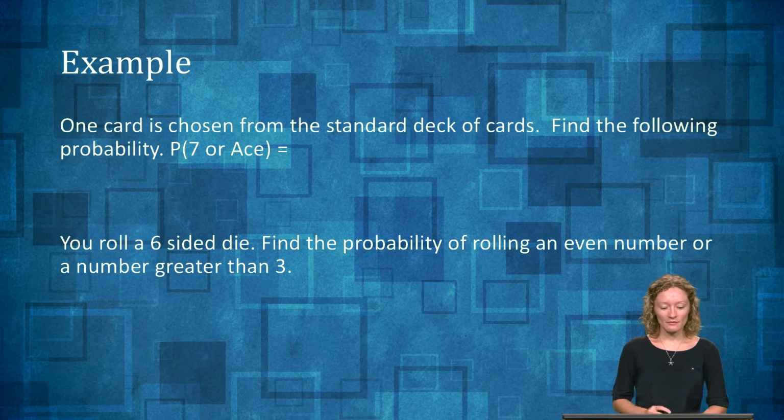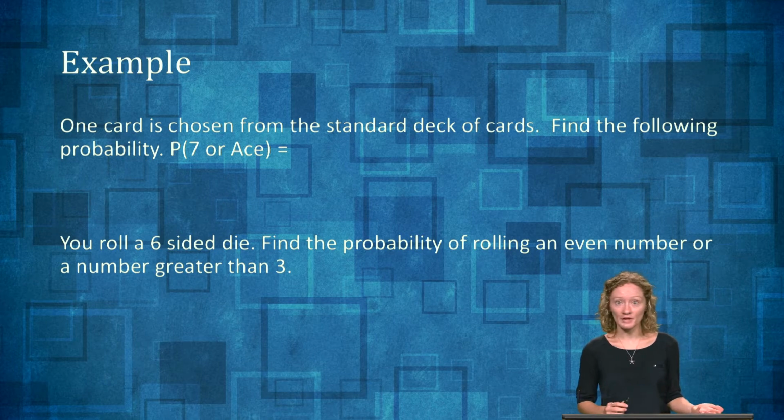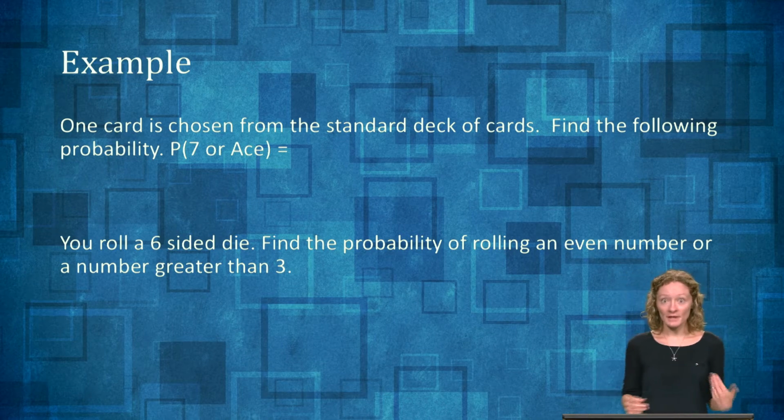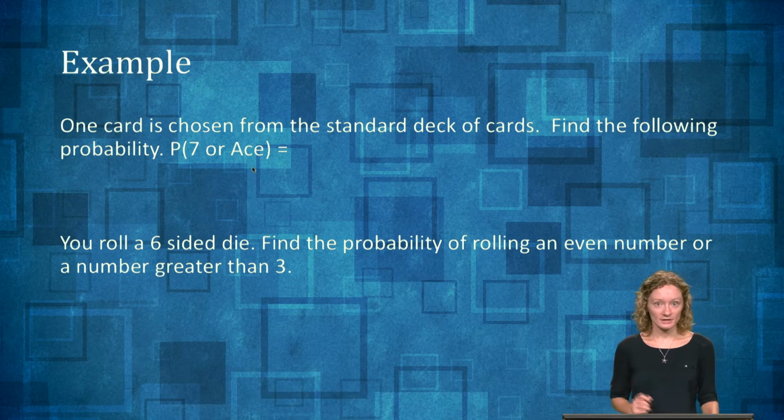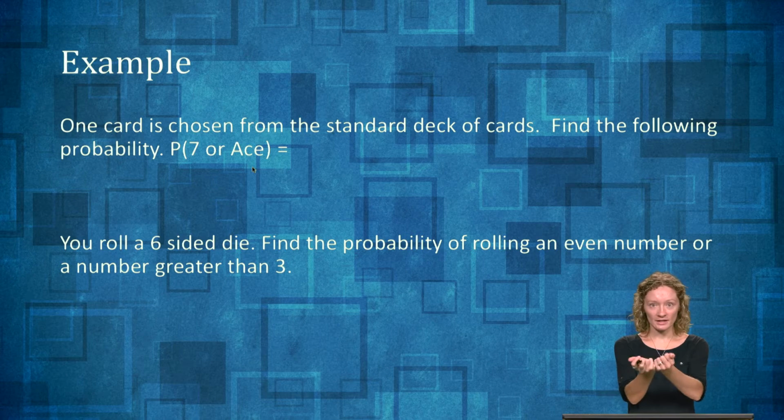All right, so let's say we have one card chosen from a standard deck of cards. Again, if you don't remember the standard deck offhand, you can pull it up on another tab to look at right now. But long term, that should be something that you're familiar with. Find the probability of choosing a 7 or an ace. So let's say you're playing a card game, the whole deck exists, and the thing that you need to win is either a 7 or an ace. For whatever reason, those are the cards that would cause you to win the game.